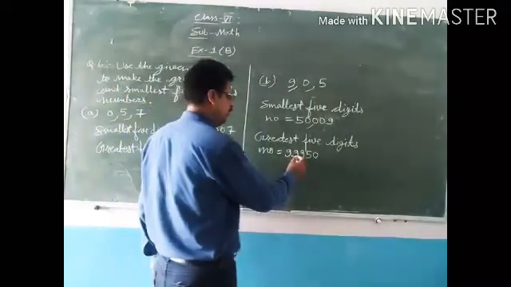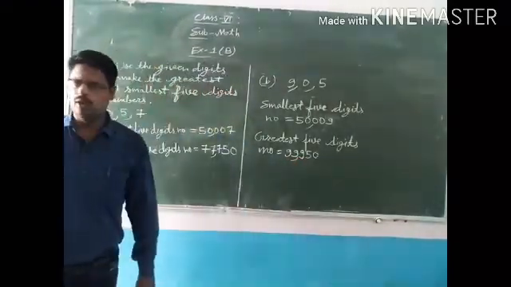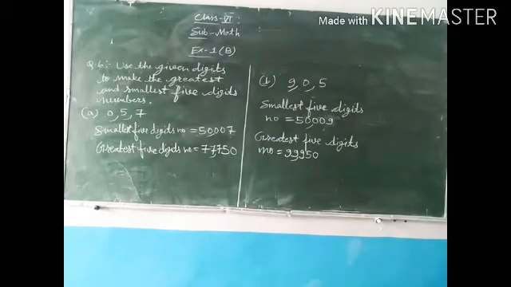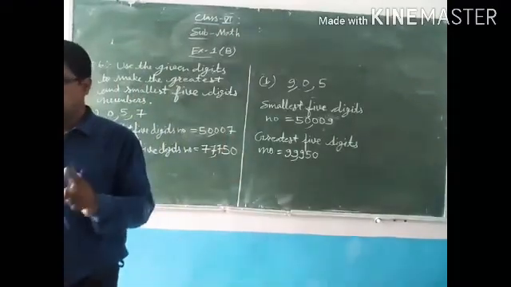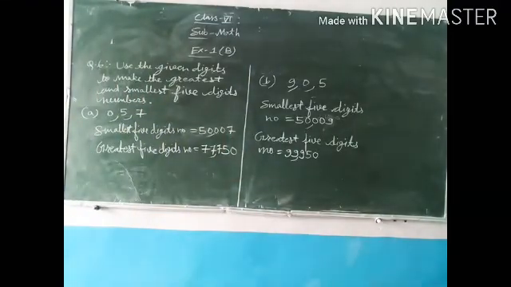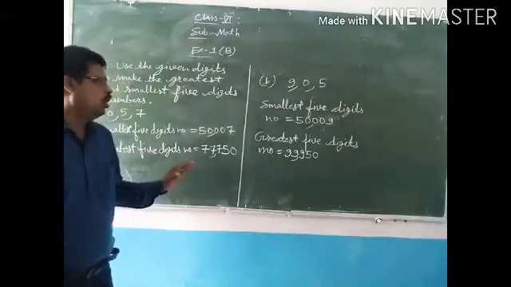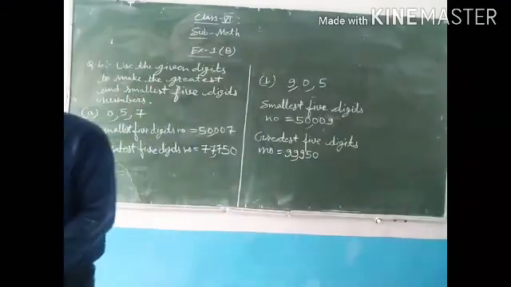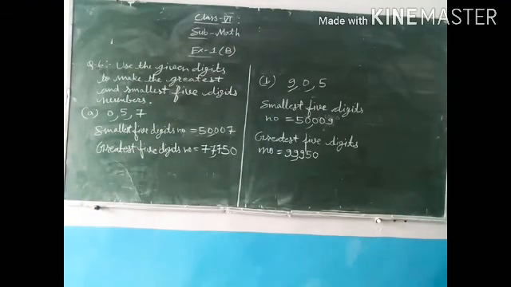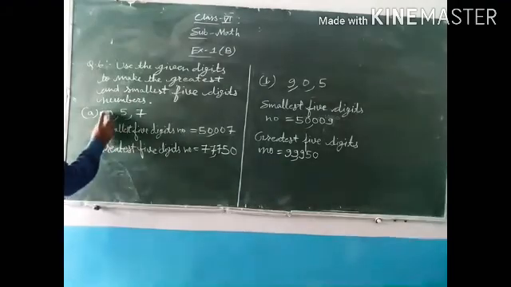So what is the greatest 5-digit number? 99,950. Understood everybody? So this is greatest and smallest 5-digit numbers. I hope you understood nicely. So this was the last question of exercise first B. Okay? So some questions I am giving in homework, and you will have to solve these questions in homework copy.